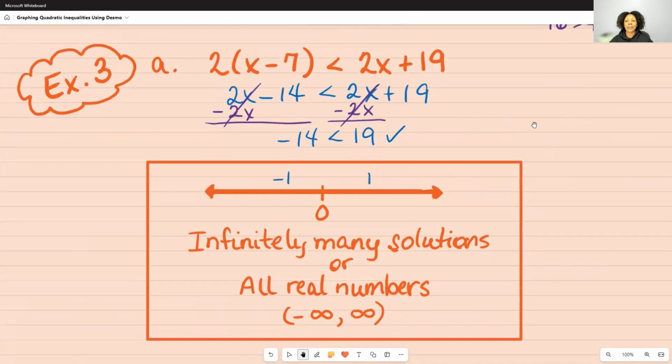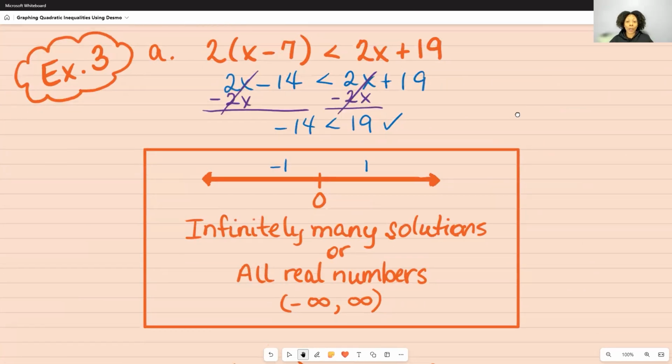The last example has 2 parts to it. For this first one, I noticed when I distribute this out, 2x minus 14 is going to equal 2x plus 19. Once I subtract 2x from both sides, it just zeroes itself out, but I'm still left with a statement that's true. If that ever happens, that is infinitely many solutions, which means you're shading in the entire line with the arrows included. The interval notation will be negative infinity to positive infinity with parentheses.